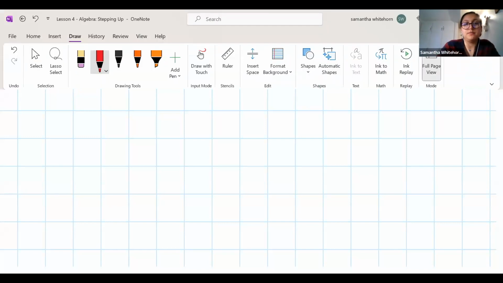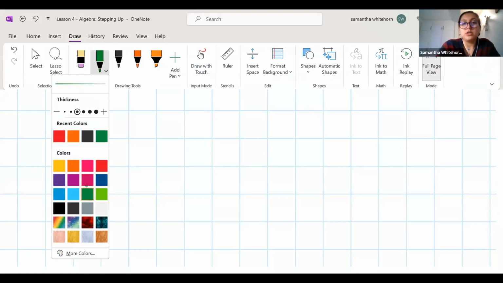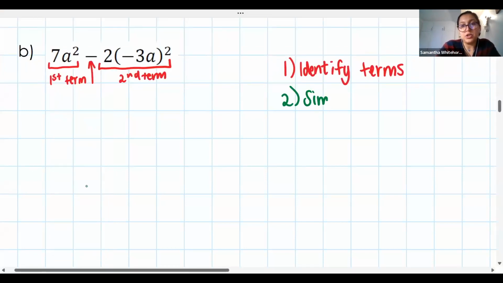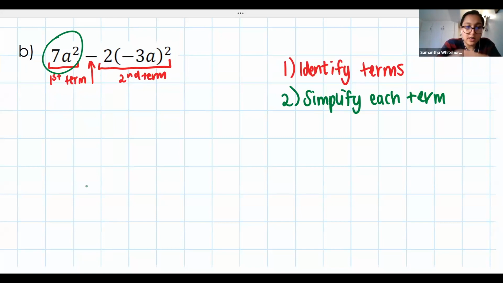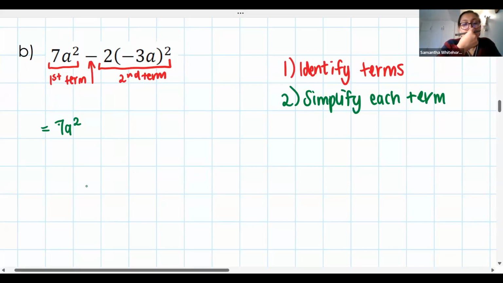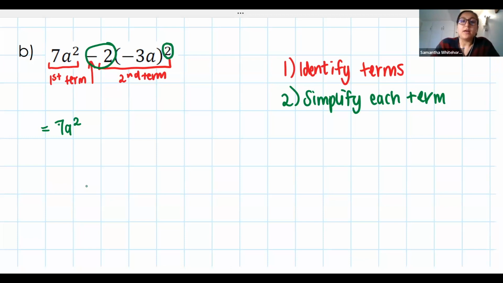Step number 2 is to then simplify each term. Now, sometimes it works out that we don't have to simplify all of our terms. What I mean by that is, if we look at our first term, I can't simplify 7a squared. It is 7a squared, that's it. So that's not going to change at all, but I can see in my second term, I've got a fair amount that I need to deal with. I have an exponent that I have to deal with, and I have this coefficient of -2 that I need to deal with. Now, guys, if you are super comfortable with this stuff, you can probably do this all in one go, but I'm going to do it step by step.